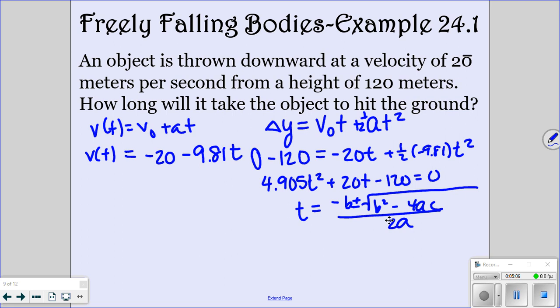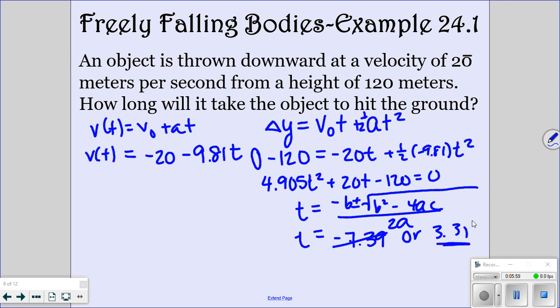And so use your calculator to get your two values. And you're going to get two different ones. One of them is going to be negative, and one of them will be positive. And so you get negative 7.39 or 3.31. And we don't use a negative time, so it's going to have to be the 3.31 number.